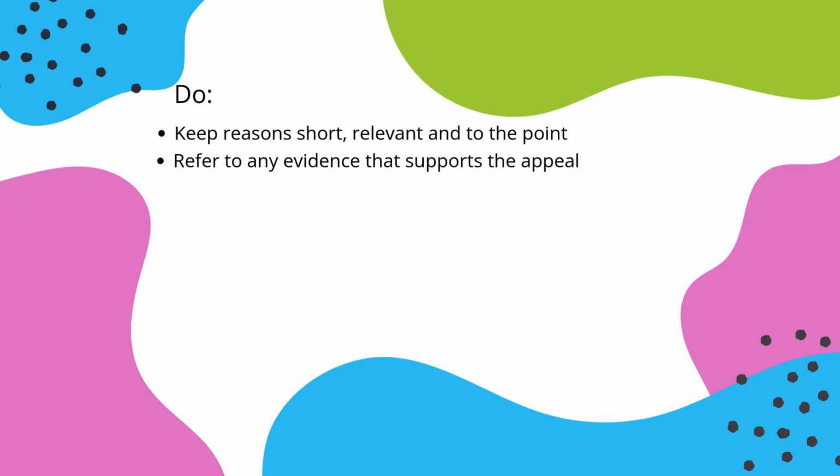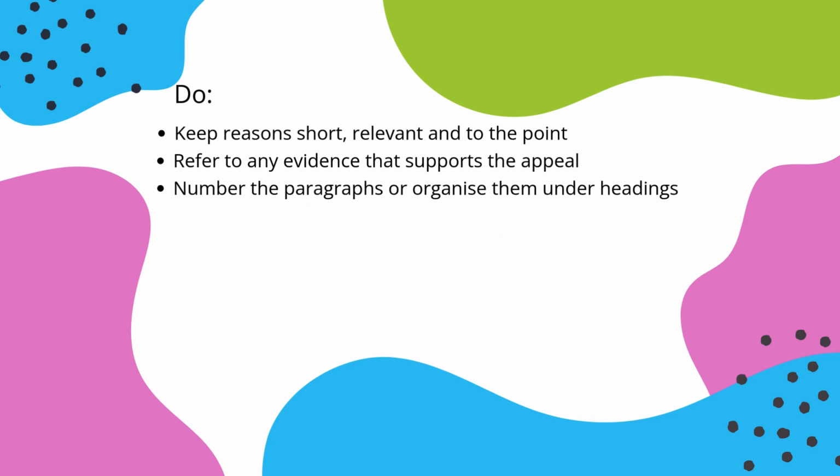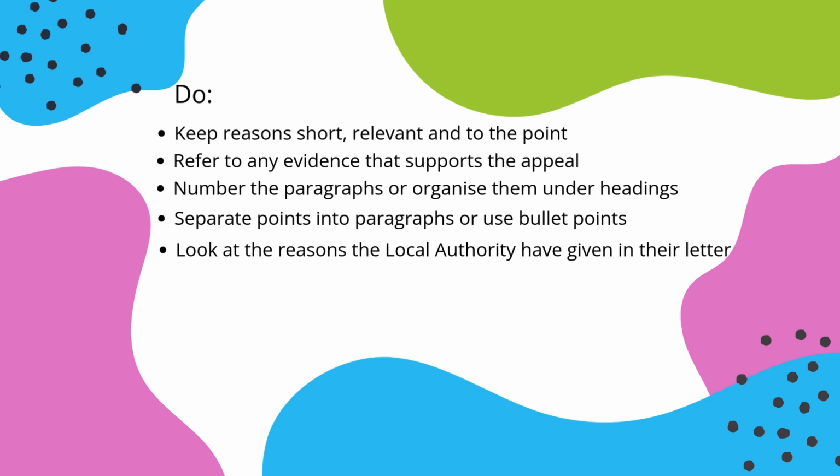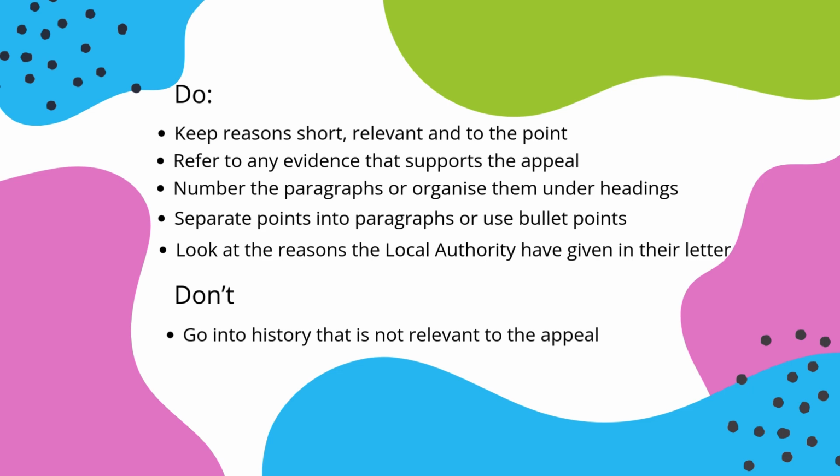Refer to any evidence that supports the appeal. Number the paragraphs or organize them under headings. Separate points into paragraphs or use bullet points. Look at the reasons the local authority have given in their letter. Don't go into history that is not relevant to the appeal.